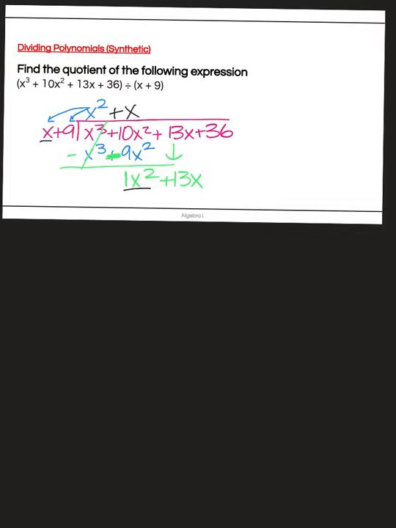So x times x is x squared, and x times 9 is plus 9x. Remember, I'm going to change the signs to represent subtraction. So x squared minus x squared, that will cancel. 13x minus 9x is 4x. Then I'm going to bring down the plus 36.